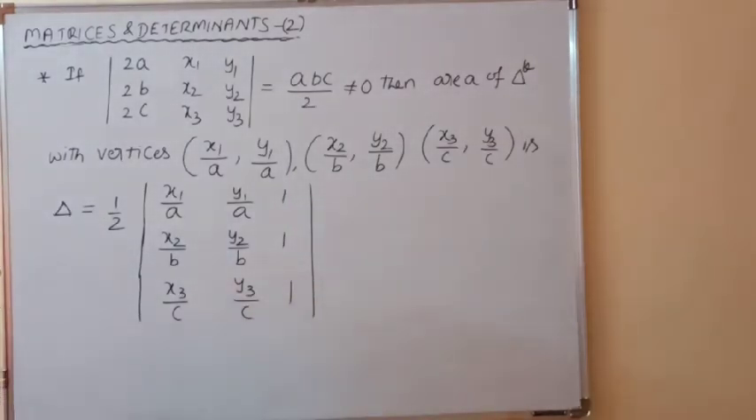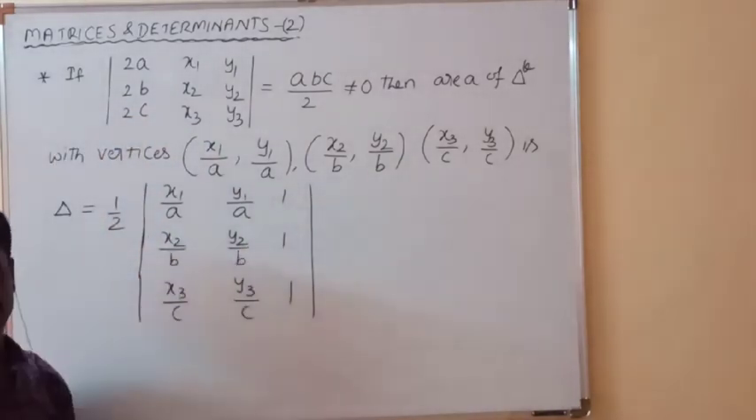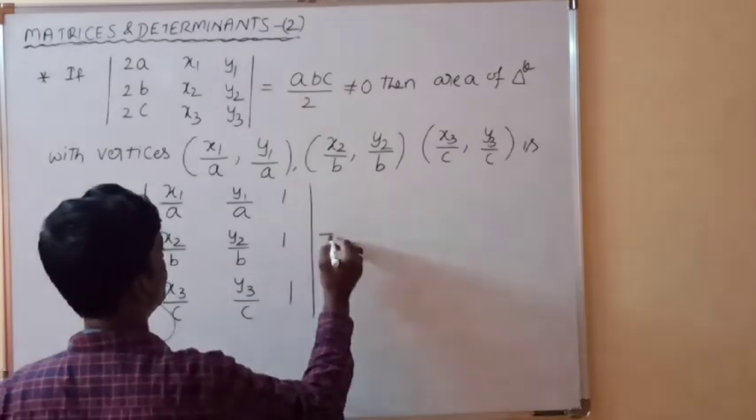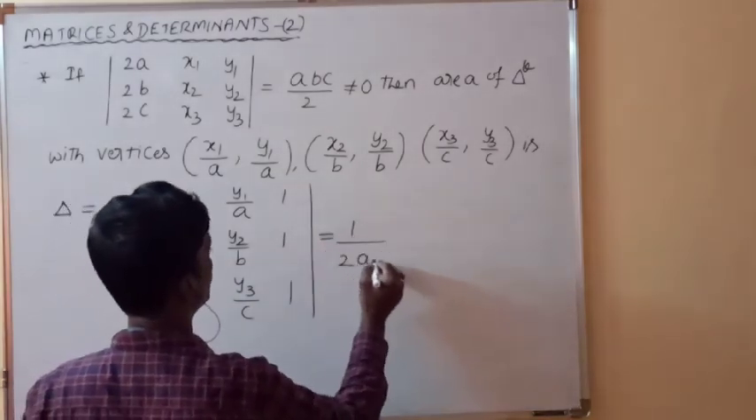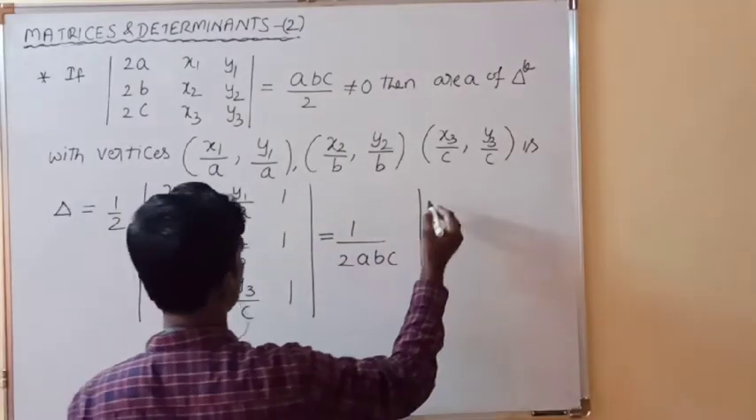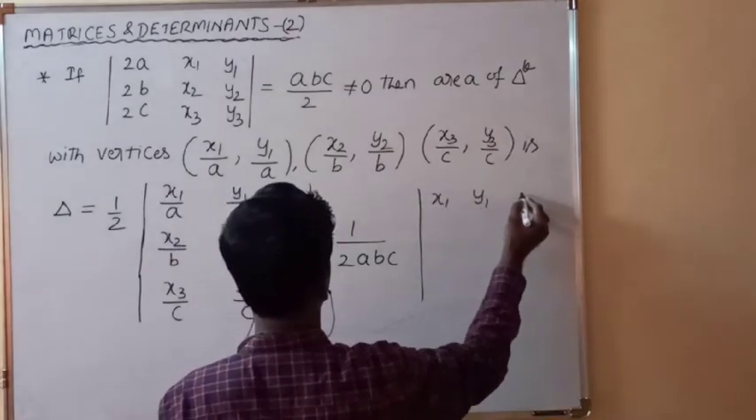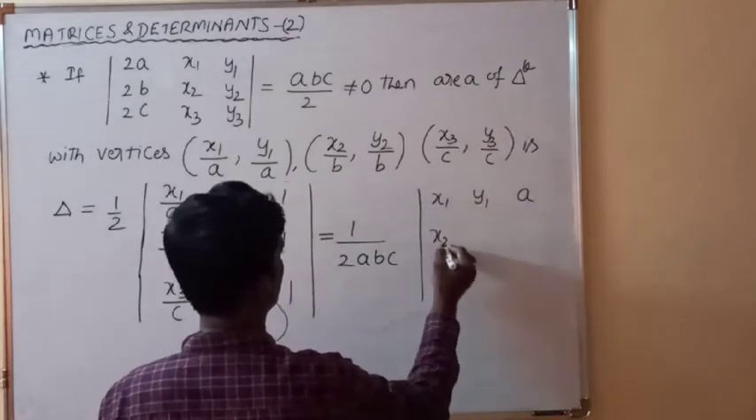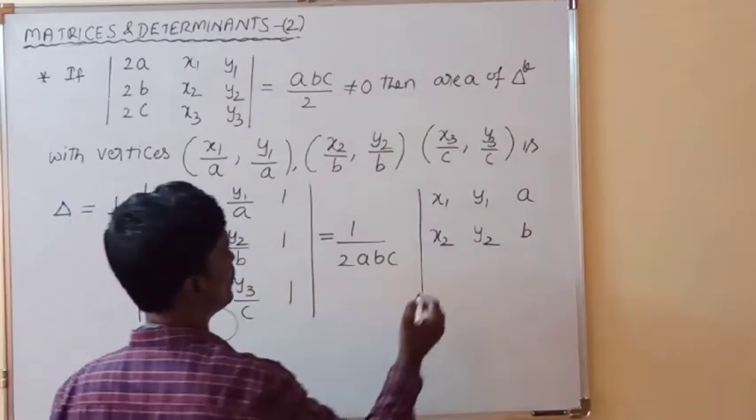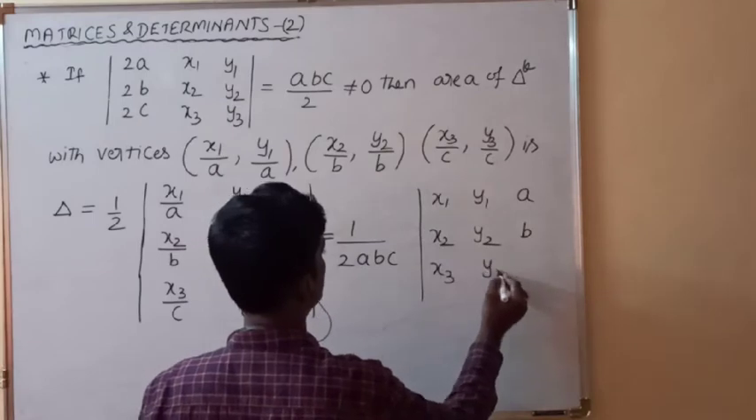Now to get this determinant, multiplying the first row by a, the second row by b, the third row by c, and at the same time dividing by a, b, c. Then the problem becomes 1 upon 2abc. After multiplying the first row by a, the first row elements become x1, y1, a. Second row x2, y2, b. After multiplying the third row by c, what do you get? Third row elements x3, y3, c.